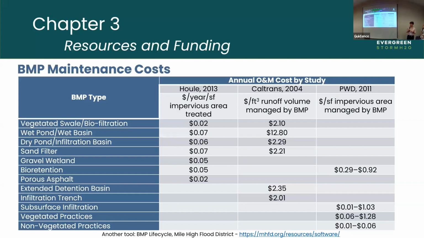Another tool we did identify as well was that the Mile High Flood District in Colorado put together a BMP life cycle tool. So that would be another one where you would want to take into consideration the cost of living. It's a different region, something to keep in mind when you're looking through that tool.